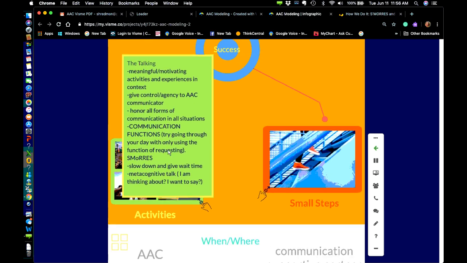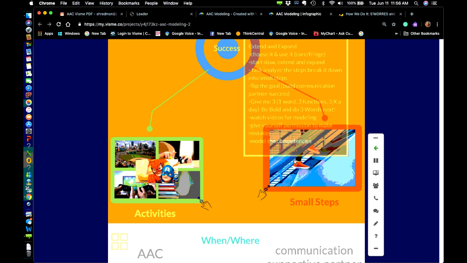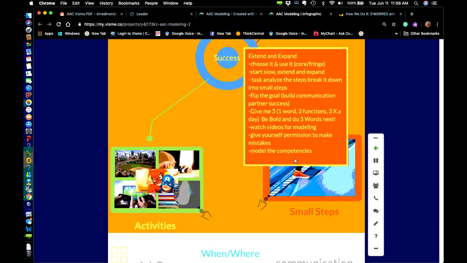Okay. So I have about 4 minutes to get through 2 more sections, and we can do it. So the talking part, giving control to AAC communicators. We've talked about honoring communication functions, slow down, metacognitive talk, all within this context, all within the what, that idea of that triangle. Everything that we are talking about, bringing these pieces in. And then over to small steps. So again, what part of S'MORES is that? Extend and expand.